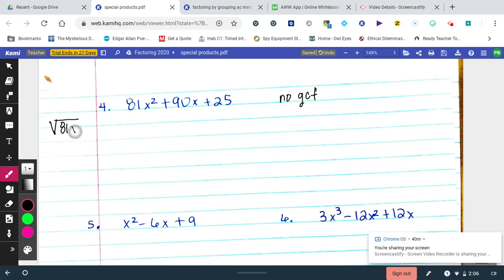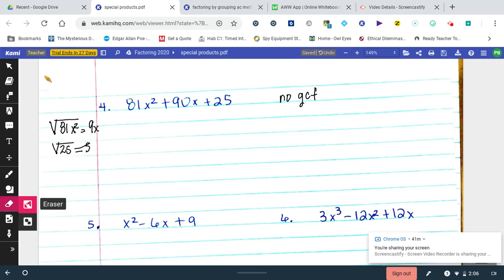81 x squared. I have to slow down. Square root of 81 is 9, and the square root of x squared is just x. Then what is the square root of 25? The square root of 25 is 5. Not minus 5, just 5.